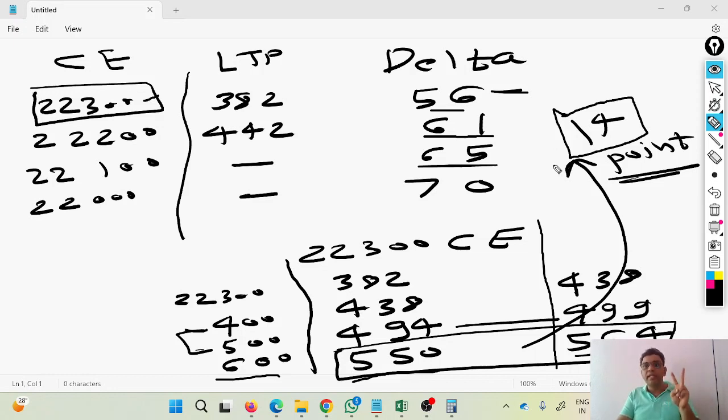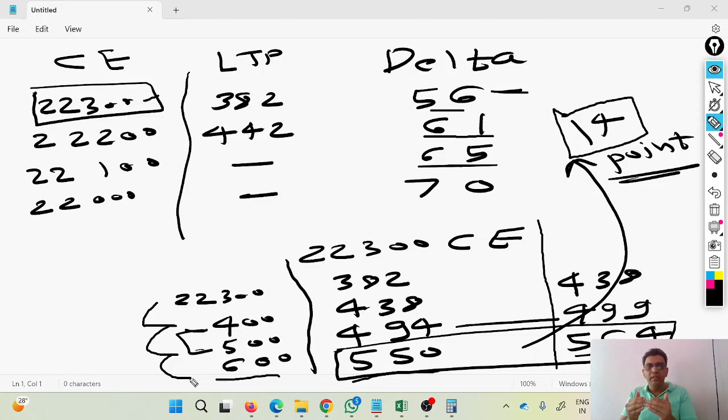And the second thing: for calculation purposes, I assumed that my delta will change after every 100 points. Try to imagine this point. This can be a little bit complicated, but for convenience I have assumed that my delta will change after every 100 points, so I considered the change in delta only when Nifty goes up by 100 points. But in practice, the delta does not change after every 100 points. It changes after every single point, or even half a point.